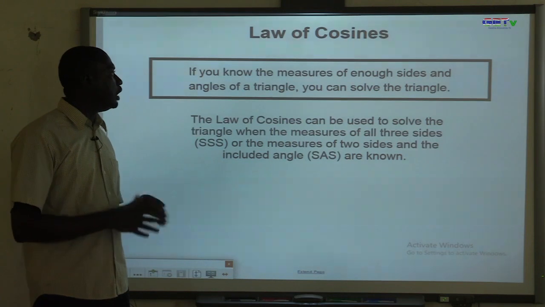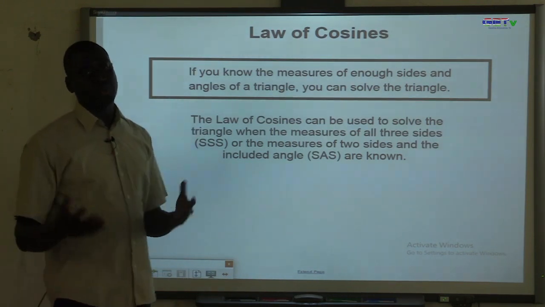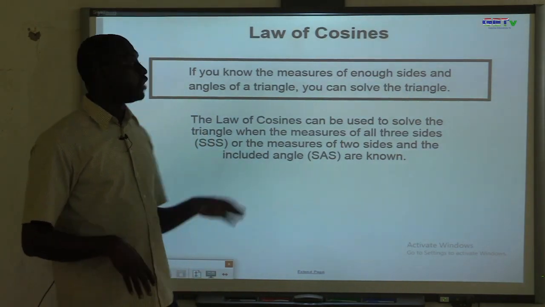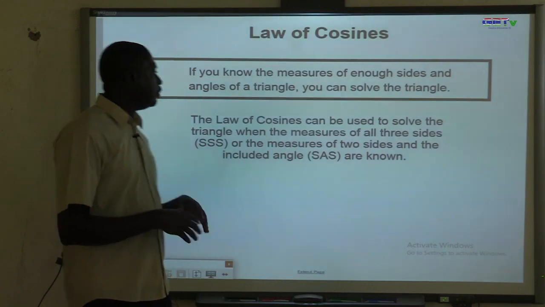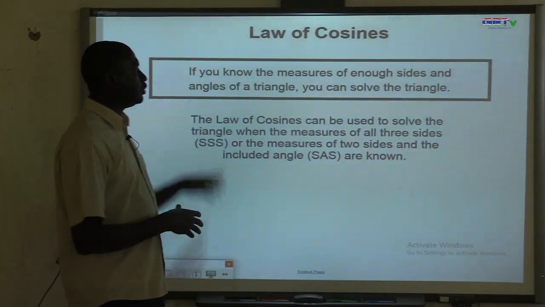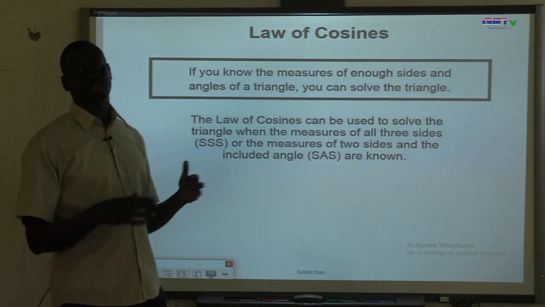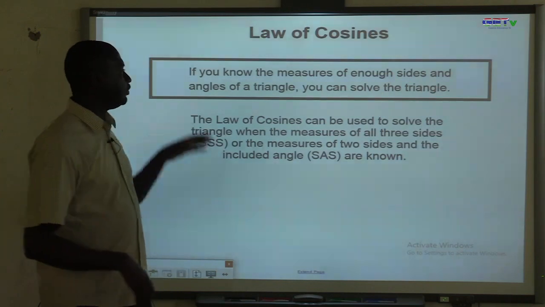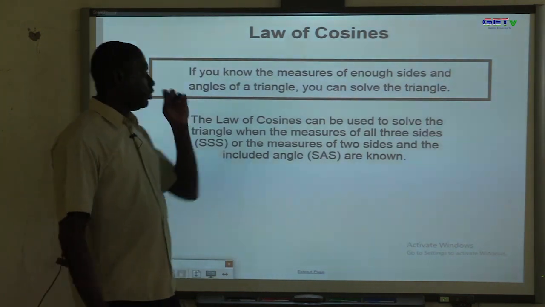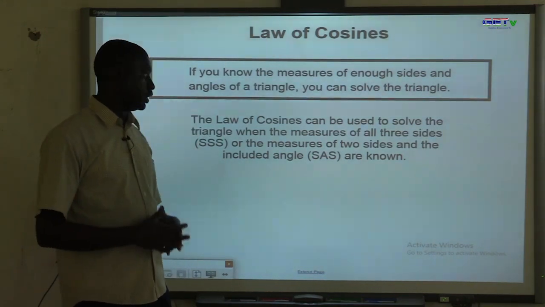The sine law and cosine law are both applicable on non-right angle triangles, triangles that are not right angle triangles. For right angle triangles, we've discussed some topics, that is Pythagoras theorem and trigonometric ratios. But if you have a triangle that is not a right angle triangle, we apply the law of sine and cosine to find the missing side or the missing angle as well.